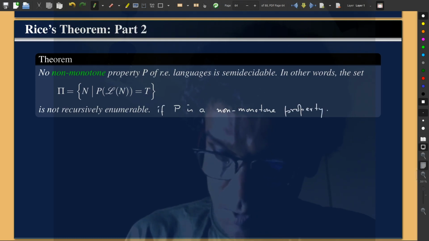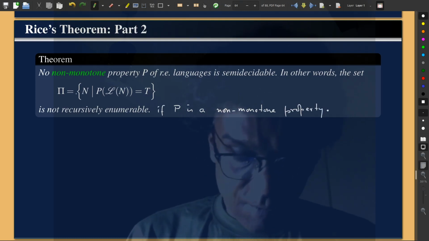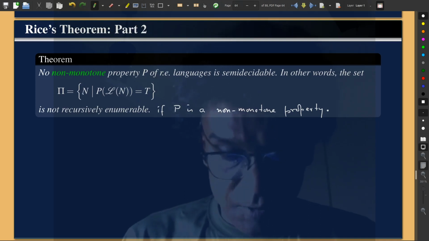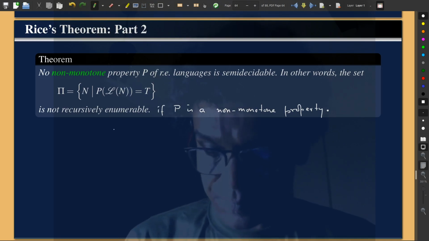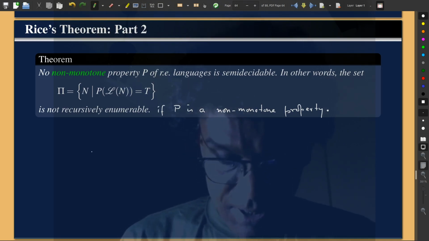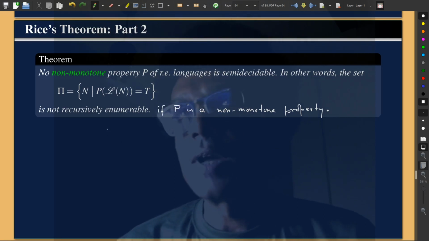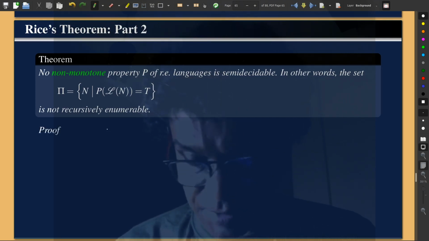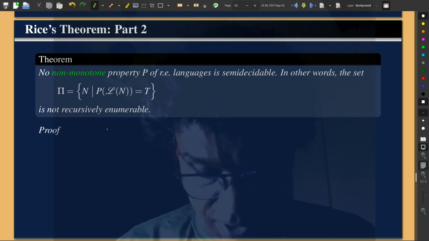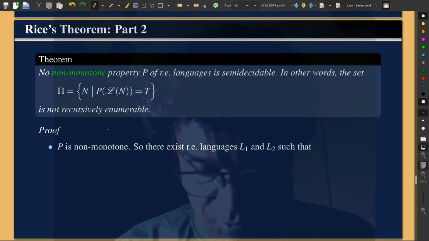Okay, for any non-monotone property P, the language of all encodings of Turing machines whose languages satisfy this property is not only not recursive, it is not even recursively enumerable. This proof involves a reduction slightly more complicated than the previous reduction. But let us look at it.